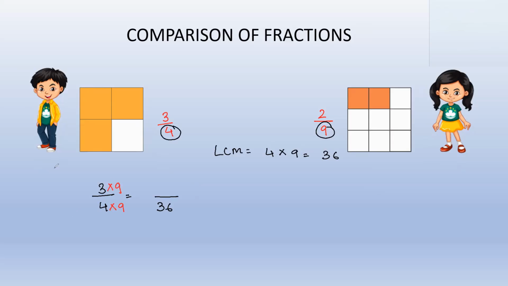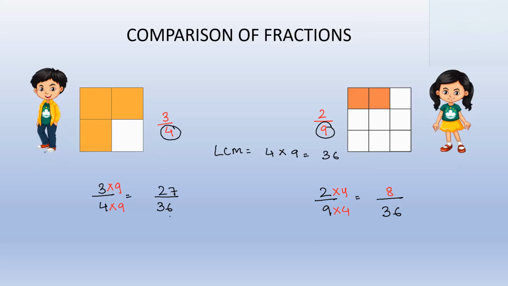So the numerator over here becomes 3 9s are 27. Hence the equivalent fraction to 3/4 with denominator 36 is 27/36. Similarly, for 2/9, we need an equivalent fraction with denominator 36. What do we do? We multiply by 4. So this fraction becomes 8/36.